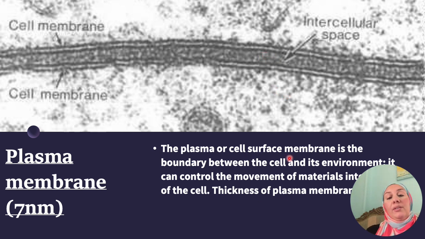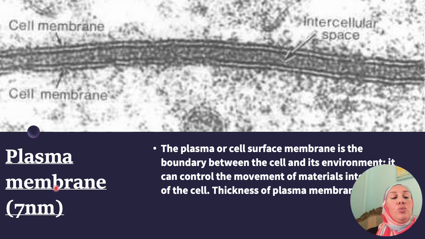So a plasma or cell surface membrane is a boundary between the cell and its environment. It can control the movement of materials in and out of the cell, very intelligent to have the ability to obstruct something that might hurt a cell. So I can stay alive by preventing things that should not enter my cell. If it's too much water that will cause my cell to burst, then I should be able to stop it. If maybe too much salt or a chemical such as a heavy metal, if there's a way to stop it, that would be great.